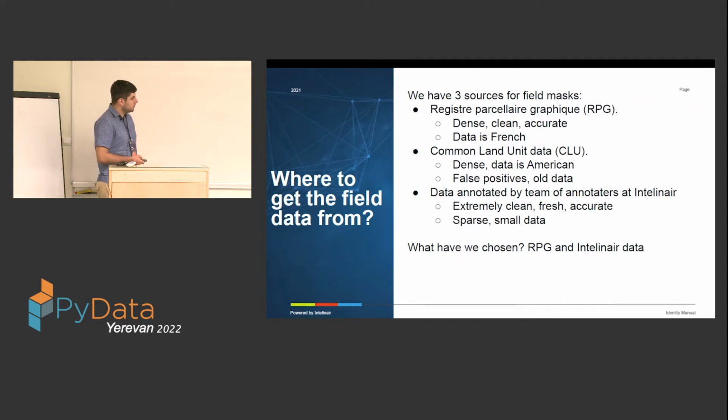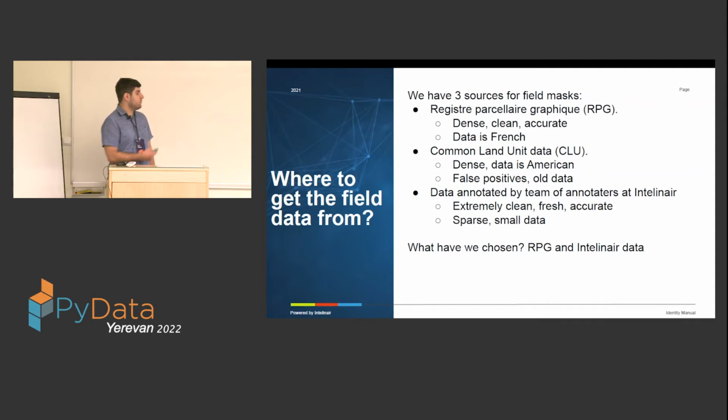And then the third perk of being from IntelliNet, we have data annotated by our annotators. So this data is extremely clean, it's fresh, and it's accurate. So it's basically perfect wherever we have it. But the thing is, it's only data of our customers' fields, and thus it's sparse and it's smaller. So having a large-scale training only on it is practically impossible.